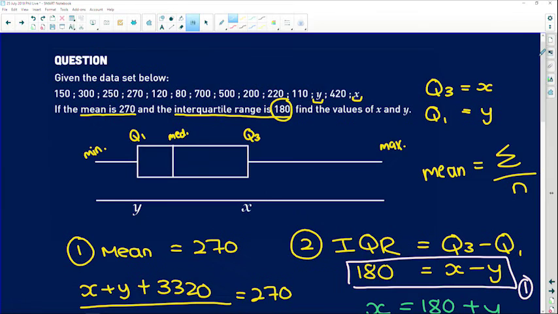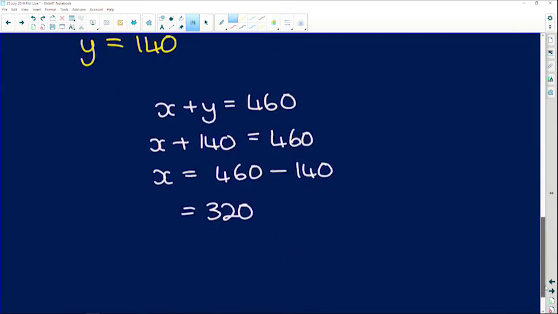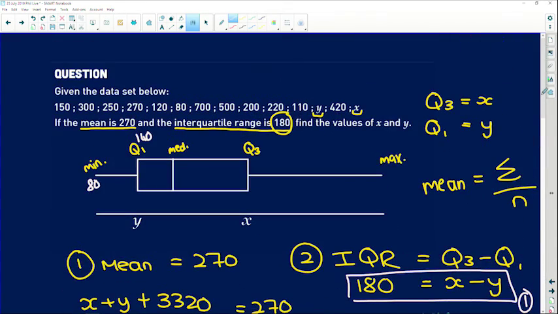So up here, we now know that this number is probably 80 over there. This is y, so it was 140, as far as I can remember. This number here is 320, and the max would be 700. Obviously, to find the median, you would order them and find the middlemost number.